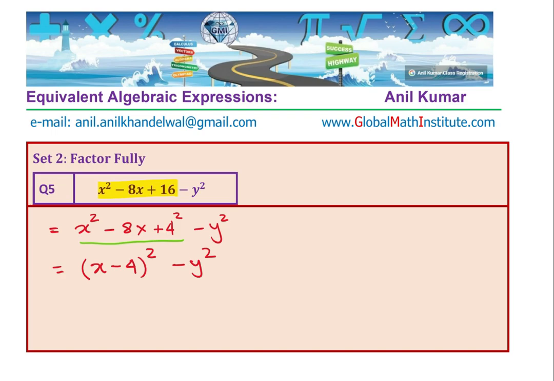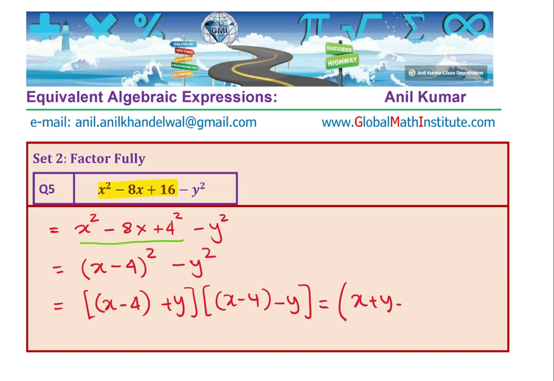And now we can apply the difference of squares formula, which we applied earlier also. So we could write this as x minus 4 plus y times x minus 4 minus y. Make sense? Now you can open these brackets and rearrange, right? So we get x plus y minus 4 times x minus y minus 4. So that becomes the final answer. So when you have 4 terms, think about combining and then getting the solution.